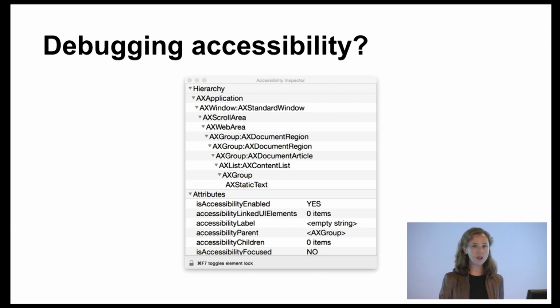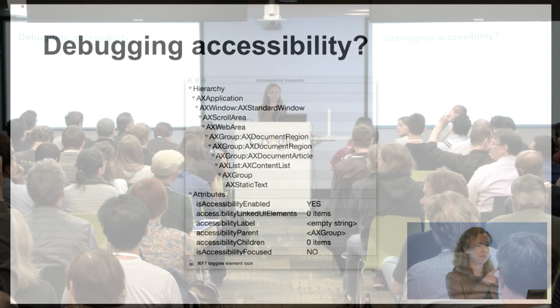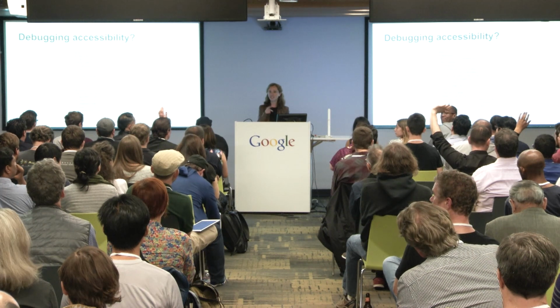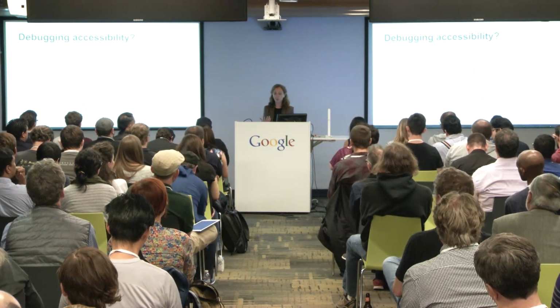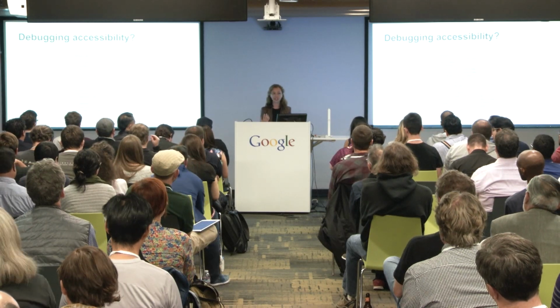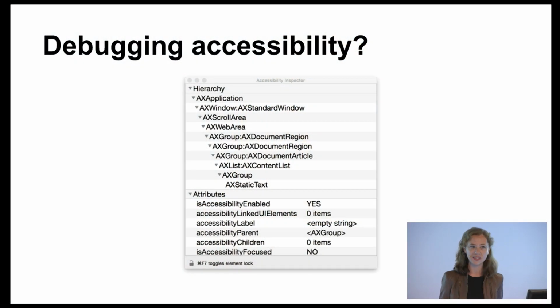So who's actually debugged the accessibility of their application before? 1, 2, 3, 4, 5, okay, maybe 10. And what you would have found is that it requires some pretty deep knowledge, and it's pretty tough to find information on it. So I've got a screenshot here of the Accessibility Inspector on Mac, which is a really great tool for inspecting the accessibility tree. So another show of hands, who knows what the accessibility tree even is? It's the same people, basically.